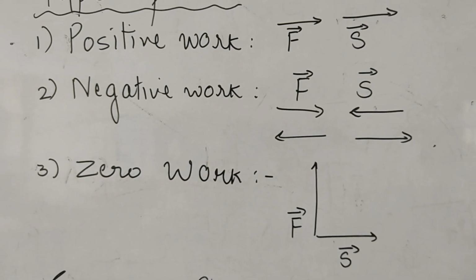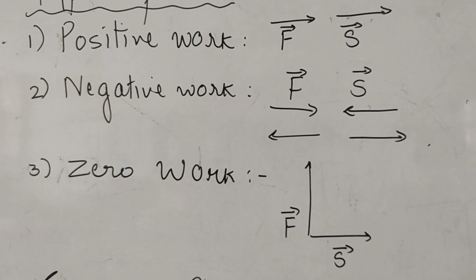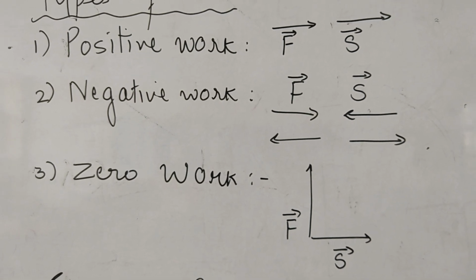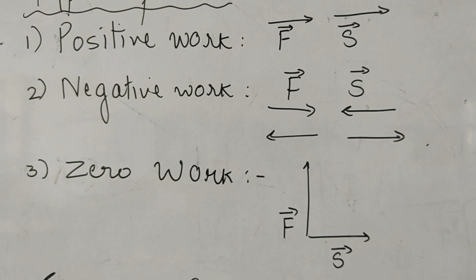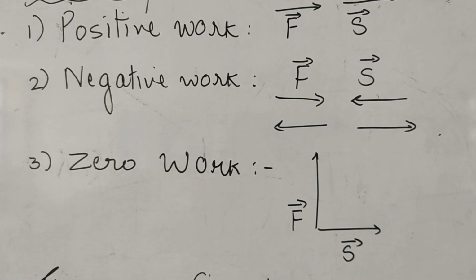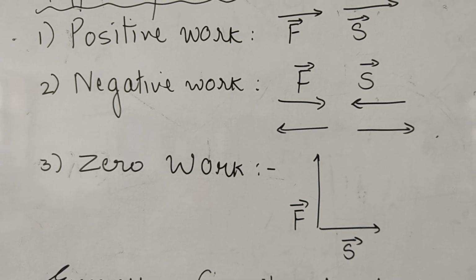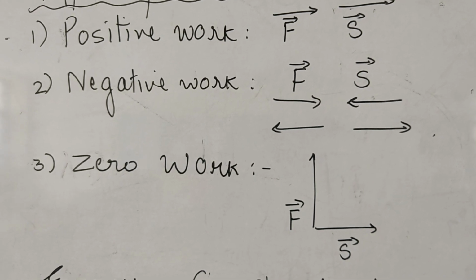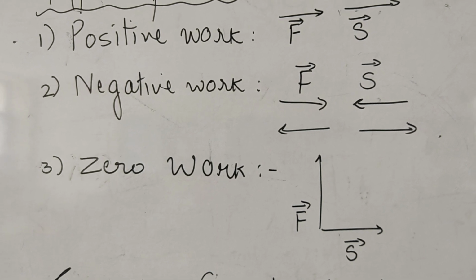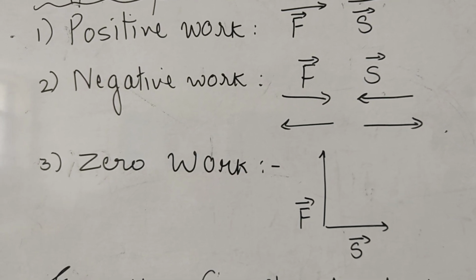An example for positive work: when we pull a drawer to open it, work done is positive when the drawer comes out. For negative work, we can remember that work done by frictional force is always negative. Work done by brakes or braking force applied on any vehicle is always negative.